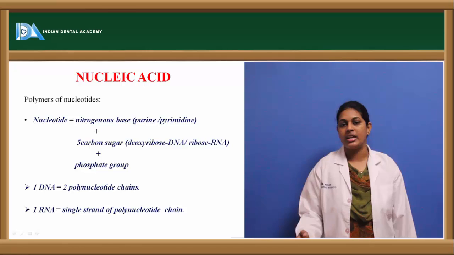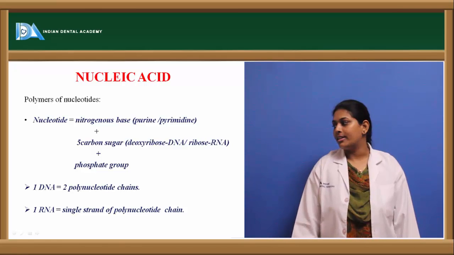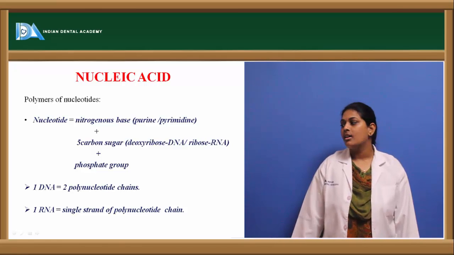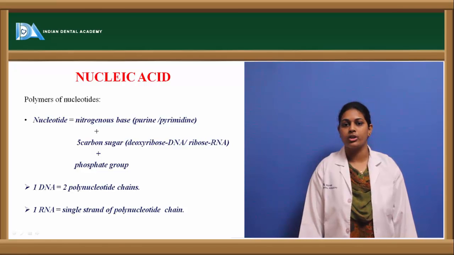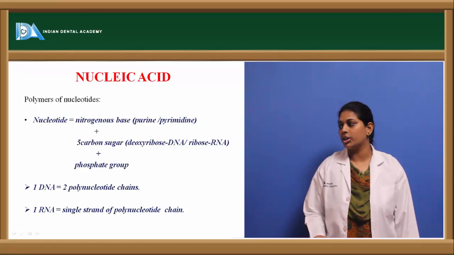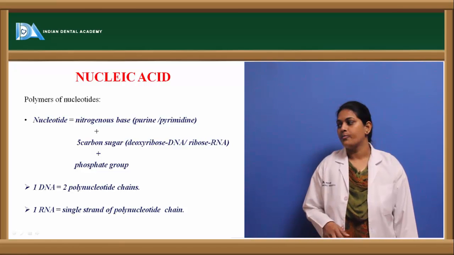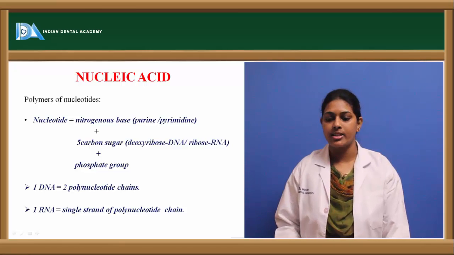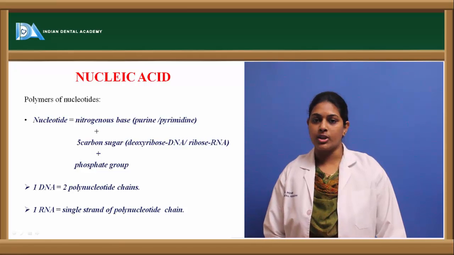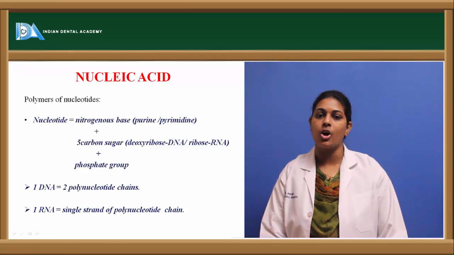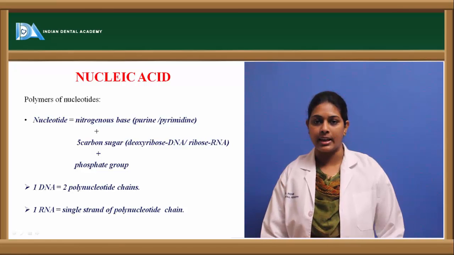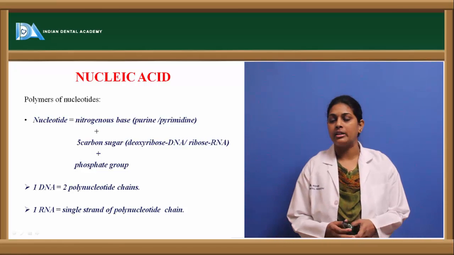This nitrogen base, along with a 5-carbon sugar, which could be in DNA or RNA, and a phosphate group, constitutes a nucleotide. So a single nucleotide consists of a nitrogen base, a 5-carbon sugar and a phosphate group. Nucleic acids are of two types, deoxyribonucleic acid or ribonucleic acid, that is DNA or RNA, as they are denoted.